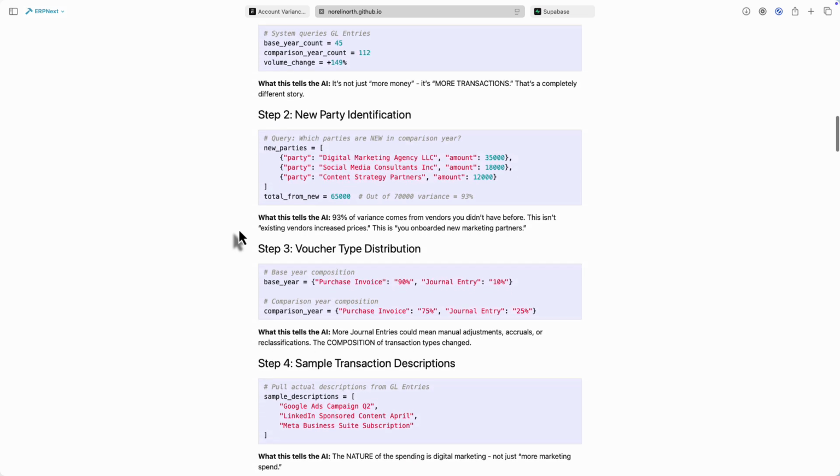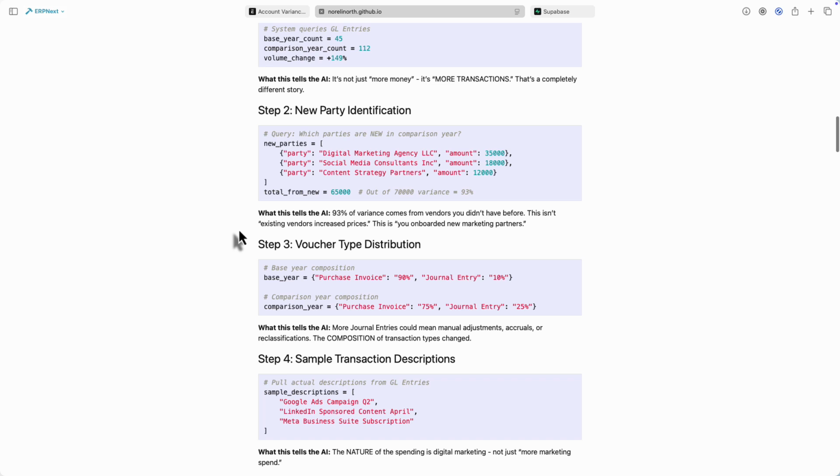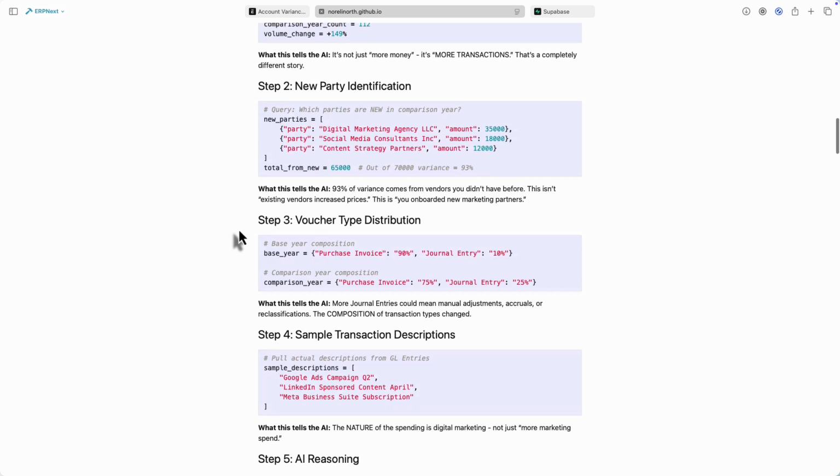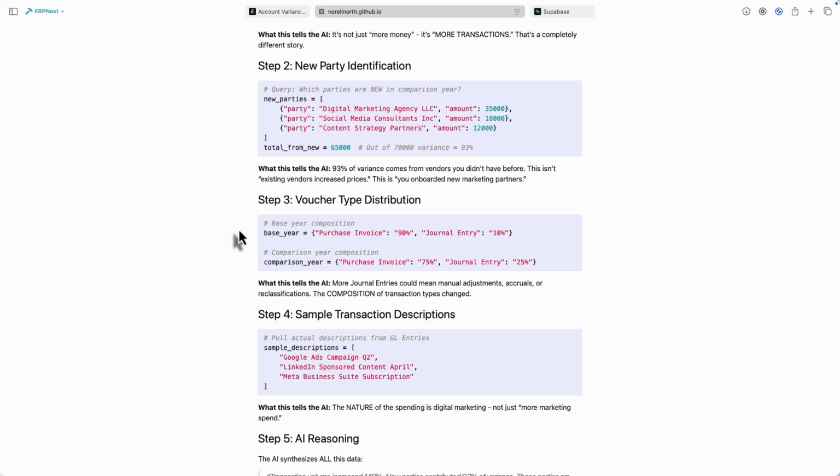Step 2, New Party Identification. The system queries, which parties appear in the comparison year that didn't exist in the base year? Step 3, Voucher Type Distribution. The system analyzes transaction types. Purchase invoices, journal entries. The composition changed. More journal entries could mean adjustments, accruals, reclassifications.